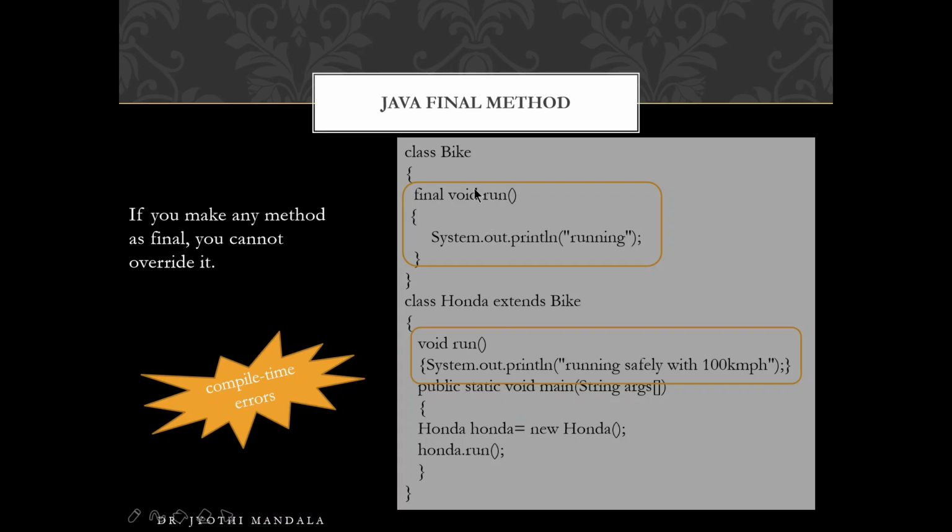That means if any method is made final, we are restricting the user from overriding that method in its subclass. Got it? So here the run method is final. This Honda class, which is a subclass of the Bike class, cannot override this run method. If you try to do that, you will get a compile time error. Got it? So this is how the final keyword can be used with a method.